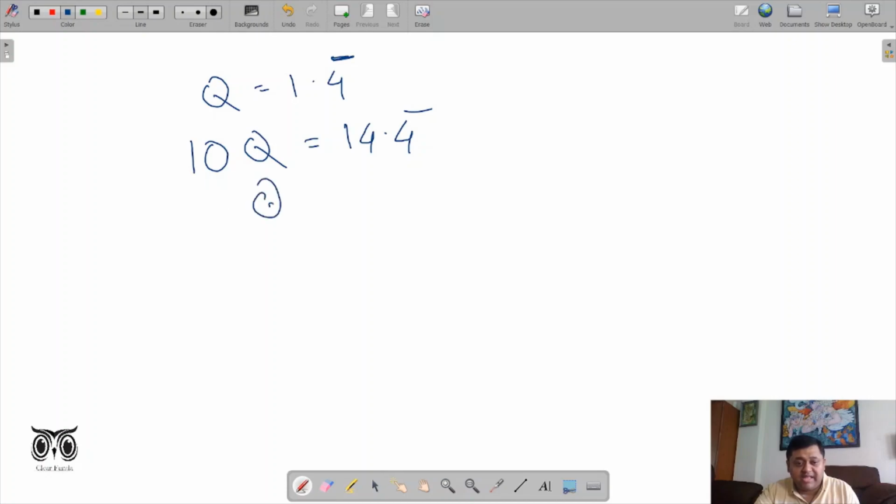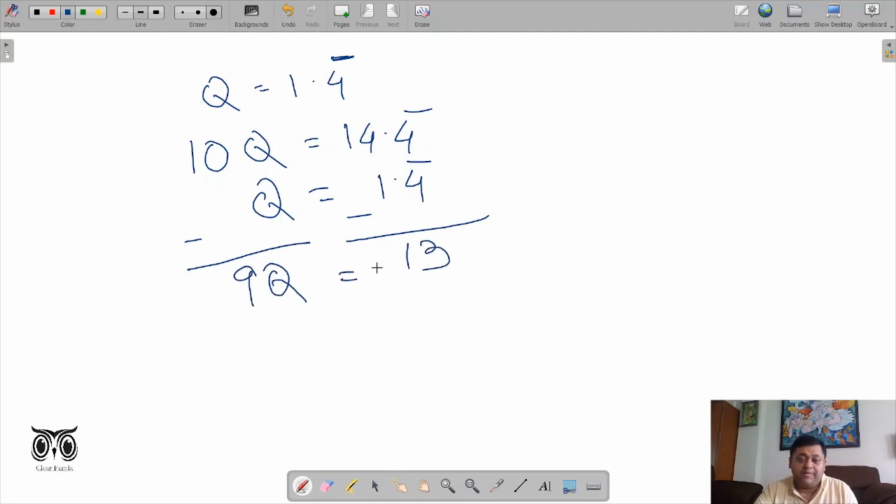Now we write again the original q, that is 1.4 bar. Now if we subtract these two from both sides, what do we get? We get 9q equals 13, right? Because this 4 and 4 goes away, and 14 minus 1 is 13. So q becomes 13 by 9. So now you got how we get it.